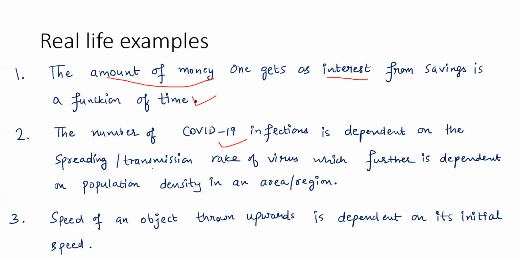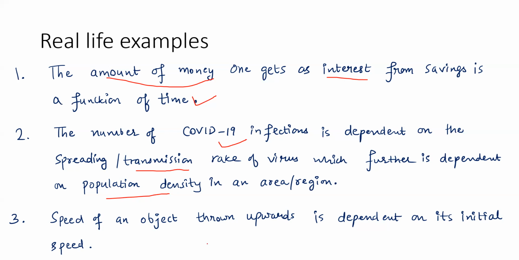So looking at it as a function, it is dependent on how the virus is spreading, at what rate it is spreading, which further depends upon the population density of that area. Because the higher the population density in a particular area, it's highly likely the virus will transmit itself at a faster pace. The third example is also very easy to understand.